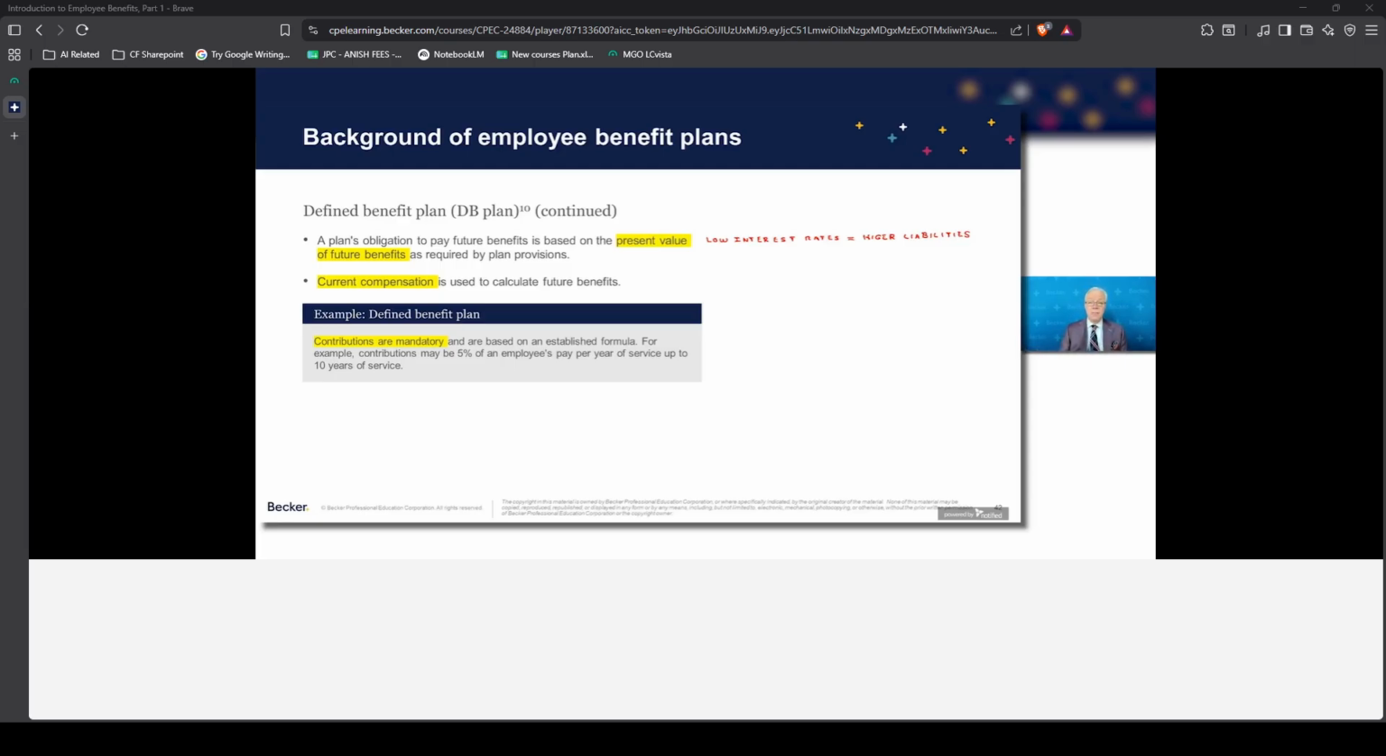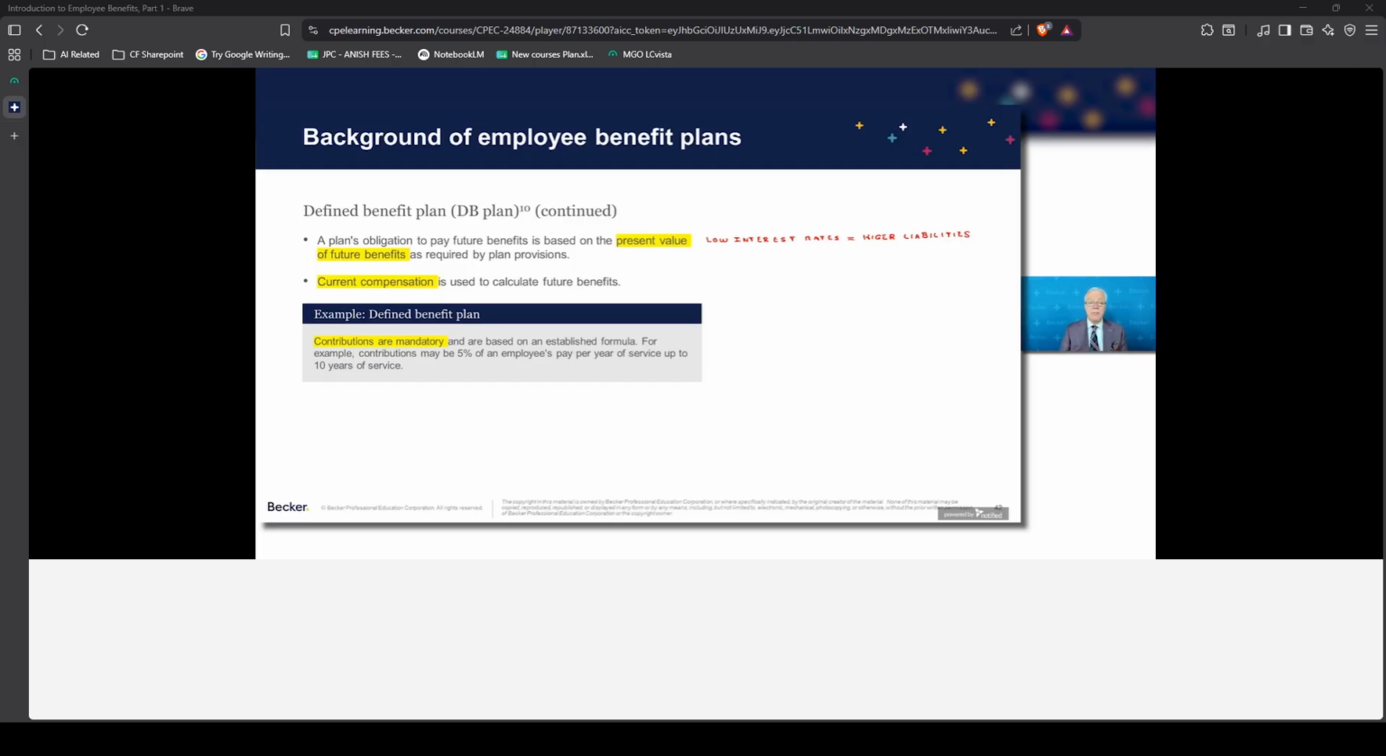Well, when you discount it back to a present value, you're using some kind of borrowing rate. And of course, the interest rates in 2020 and 2021 were obviously incredibly low, which meant that the present value was still a really high number. So a lot of companies were showing very high liabilities on their balance sheet because they weren't discounting the future payments at 7, 8, or 9%. They were discounting them at 1, 1.5, or 2%. So be aware that those liabilities may have expanded compared to prior years, but it's all because of the discounting formula. And of course, current compensation is used to calculate those future benefits.